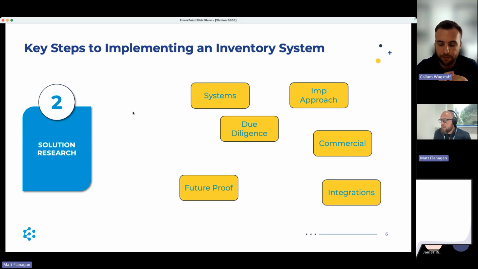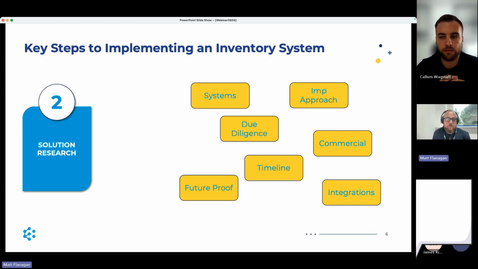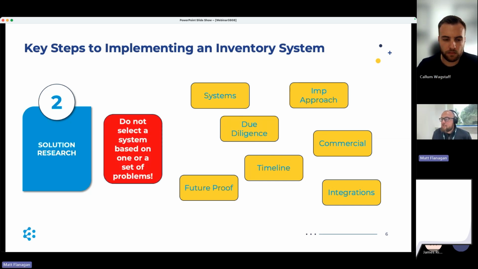So exactly. Yeah. Okay. Timeline's another one. So getting the amount of people who turn up going, oh, we've got our contract finishes in 2 months. Can we get the system in? And it's like hard, I think, to do that if you want to do it properly. So timeline. Our world is like 4 to 6 months is the realistic time with doing your due diligence and your reviews and doing some of the proving of the concepts. So basically, do not select a system based on a one or a set of problems. Select it based on requirements is the key message there.